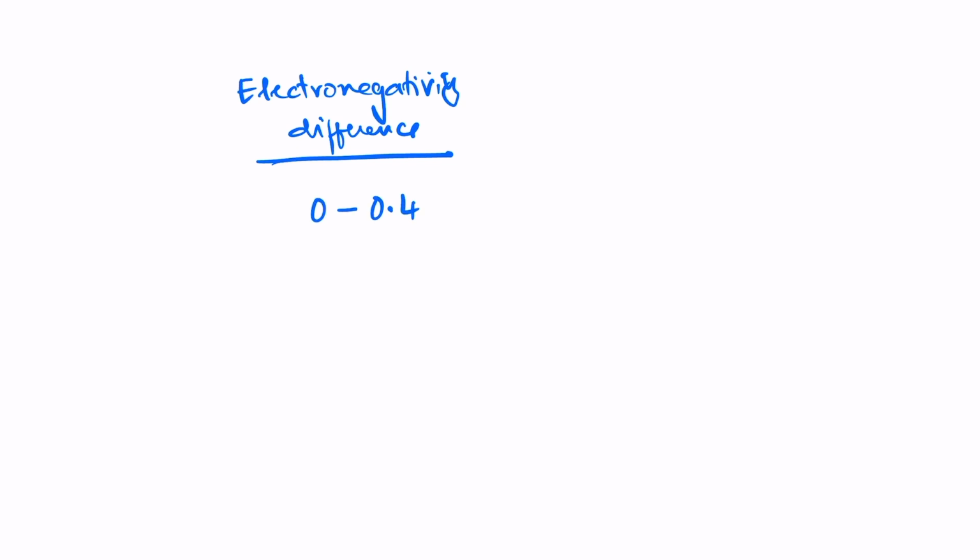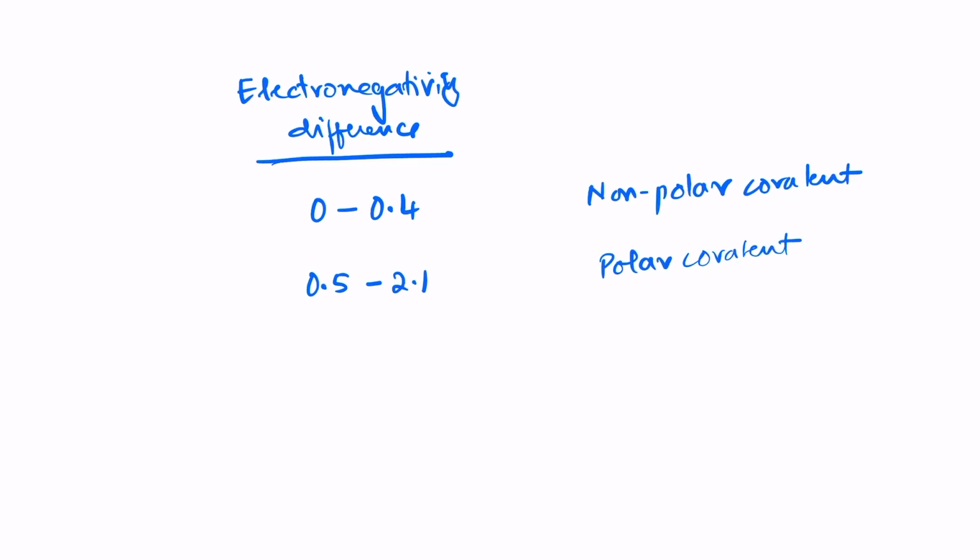I'm just going to put electronegativity difference, and call it a delta. That's a delta symbol, and I'm going to abbreviate electronegativity as EN, capital EN. So if the electronegativity difference is anywhere between 0 and 0.4, then the bond is largely nonpolar covalent. If the difference is between 0.5 and 2.1, now the bond becomes polar covalent. And anytime the difference is greater than 2.1, now the bond is ionic.